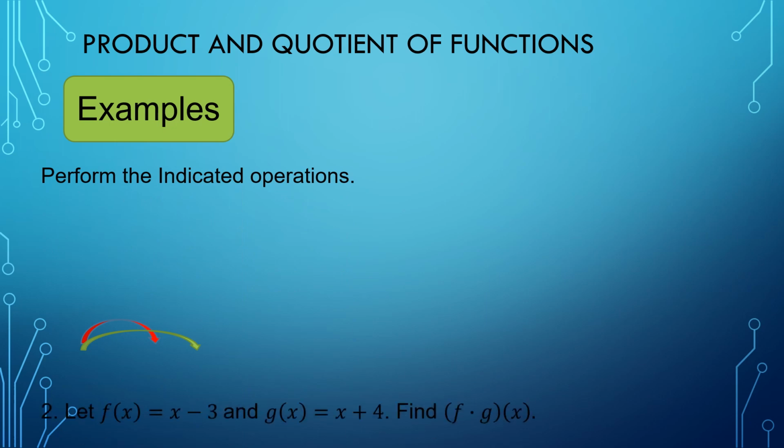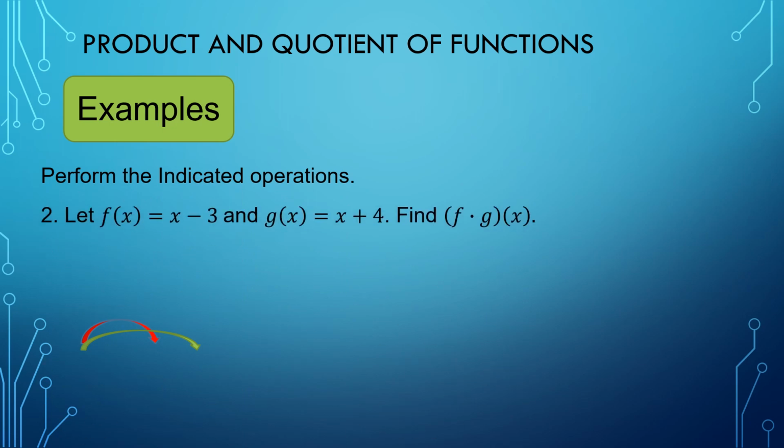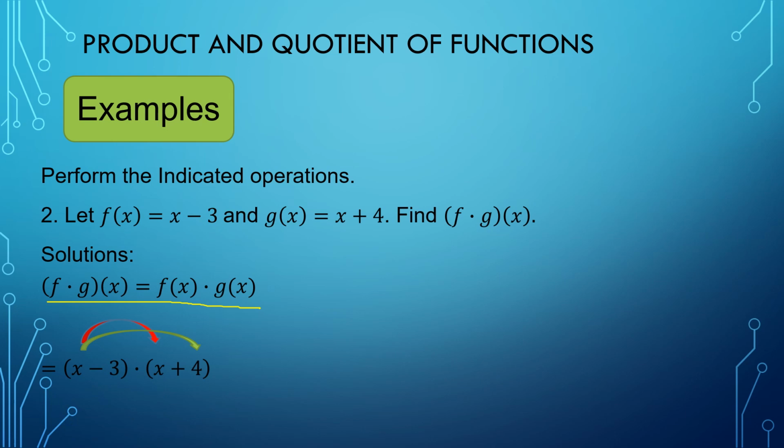So next, we have example number 2. Let f of x is equals to x minus 3 and g of x be equal to x plus 4. So again, find the product of f and g. So we have here the solution. According to the definition of product of function, we can write as this one. This one is the f of x, and this one is the g of x.